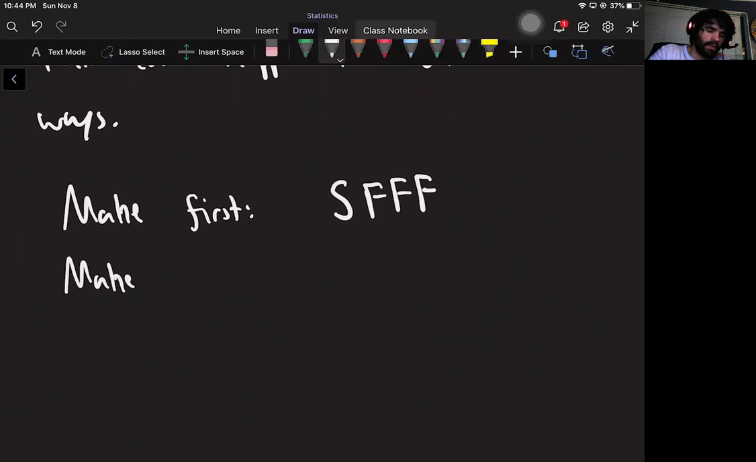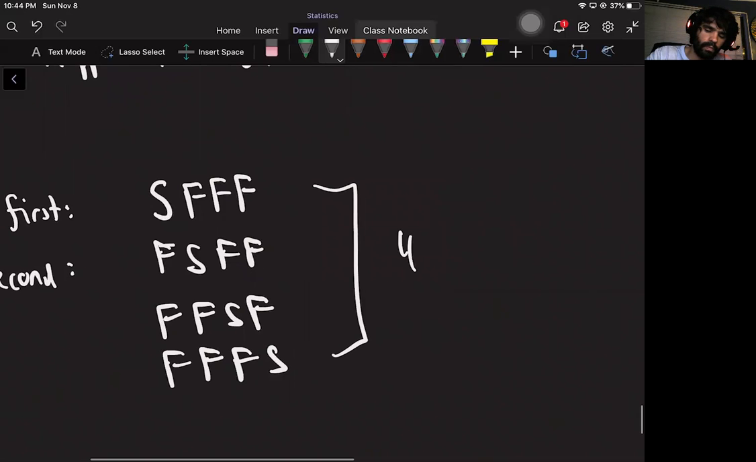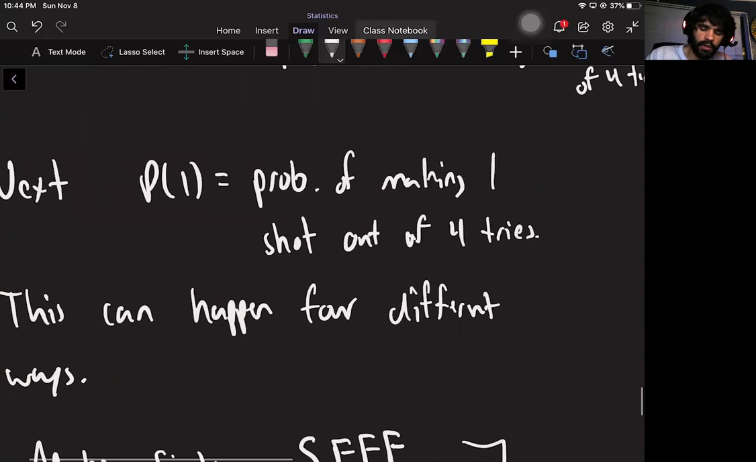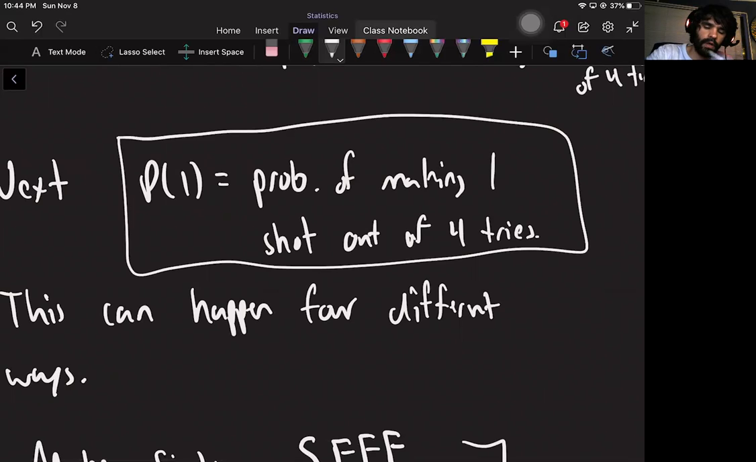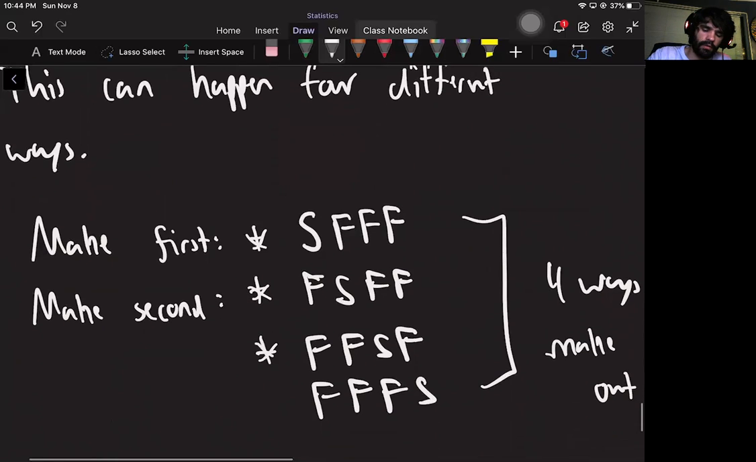But I could also make the second shot, which I'll write as F, S, F, F. So this is saying that I missed the first one, I made the second, and then I missed the next ones. And now we can see the pattern. And so these are the 4 different ways to make one shot out of 4. So if I'm asking what's the probability of making one shot out of 4 tries, well, I can do it this way, or this way, or this way, or this way.